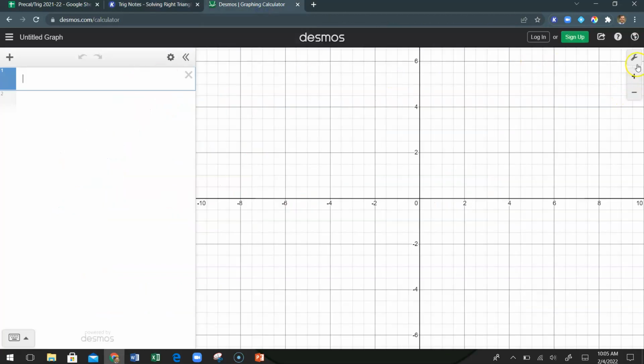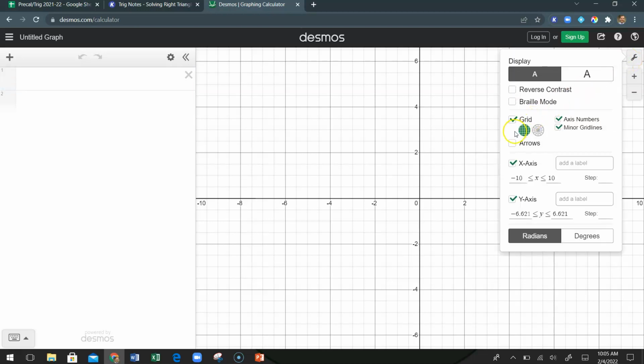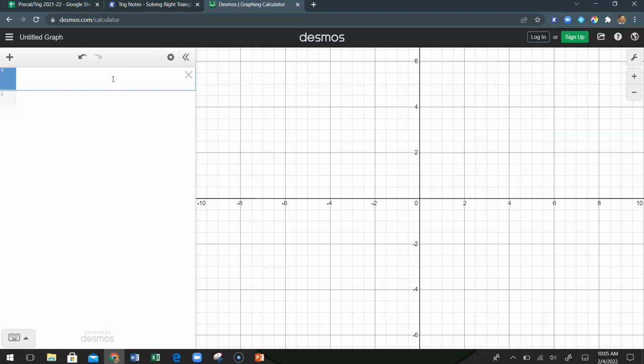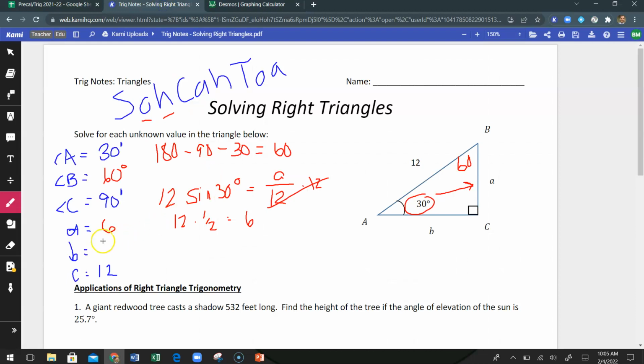The first thing I want to do if I'm using a graphing calculator is make sure I'm in the correct mode. Since we were referencing our angle in terms of degrees, I want to make sure I'm in degree mode on my calculator. So I'm going to click that wrench, I'm going to click degrees, and I'm going to type in 12 times the sine of 30. It's understanding that 30 means 30 degrees, not 30 radians, and so we get an answer of 6.